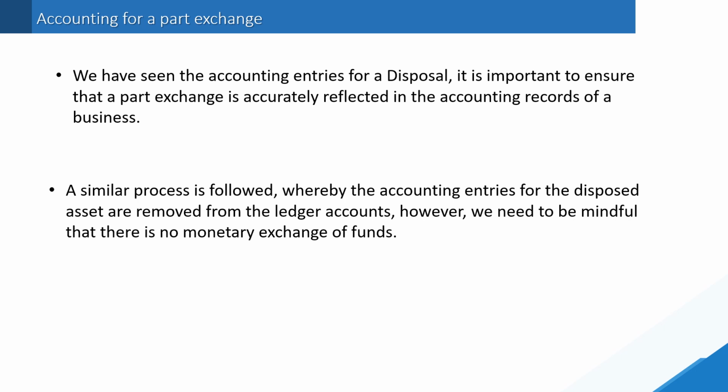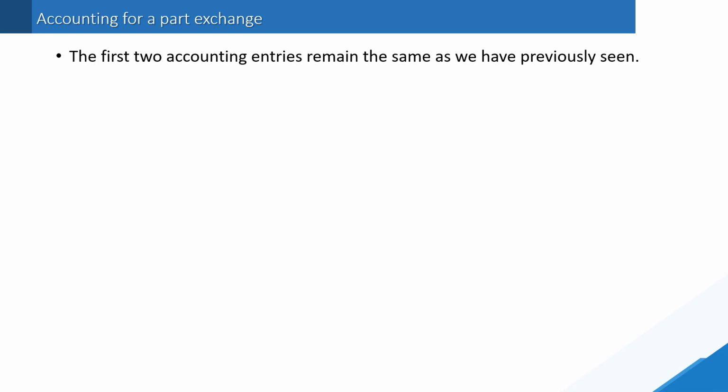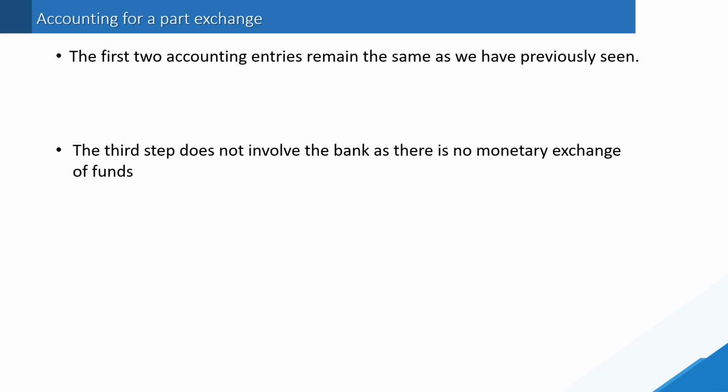We don't get a physical proceed amount. What we do get is a part exchange amount, a trading allowance off the value of the new asset. Perhaps by now you have got the feeling that I like steps, and I do. So I'm now going to introduce you to those steps relevant to a part exchange. The first two entries remain the same. We will remove the asset, we will remove the accumulated depreciation. But the third step is subtly different because there is no bank involved, as there's no monetary exchange of funds.